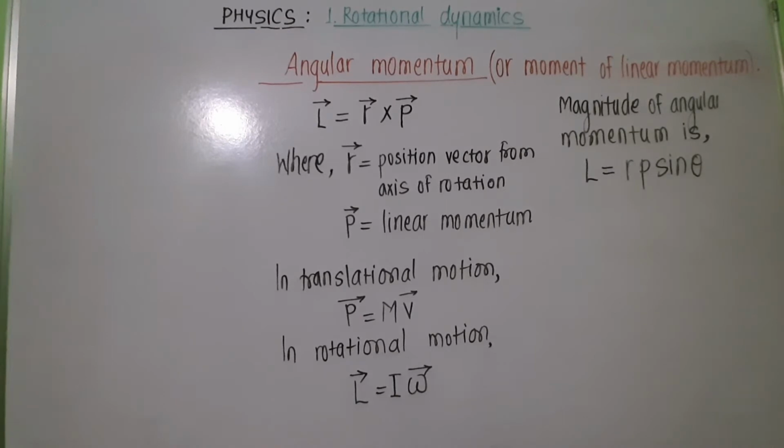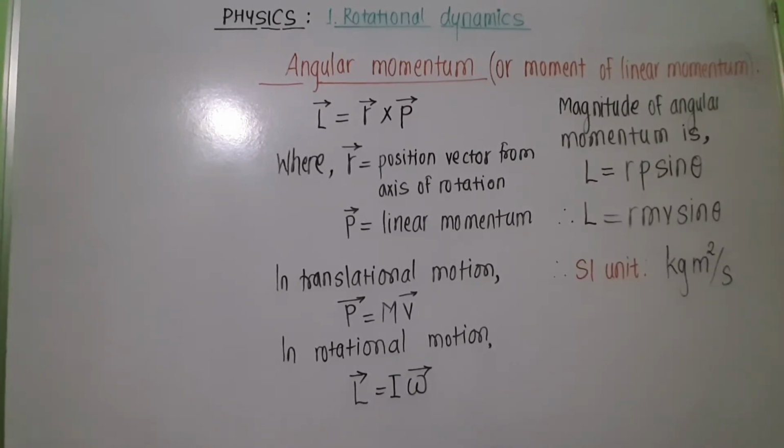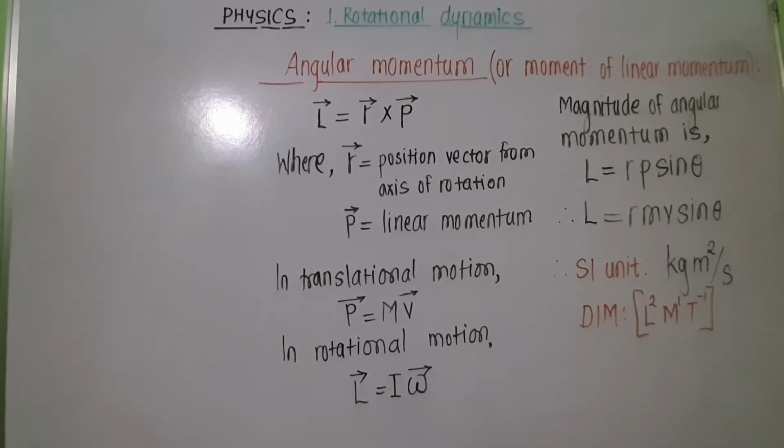Magnitude of angular momentum is given by the formula L is equal to r p sin theta, but p is equal to mv, so we get L is equal to r m v sin theta. The SI unit of angular momentum is kilogram meter square per second and its dimensions are 2 in length, 1 in mass and -1 in time.